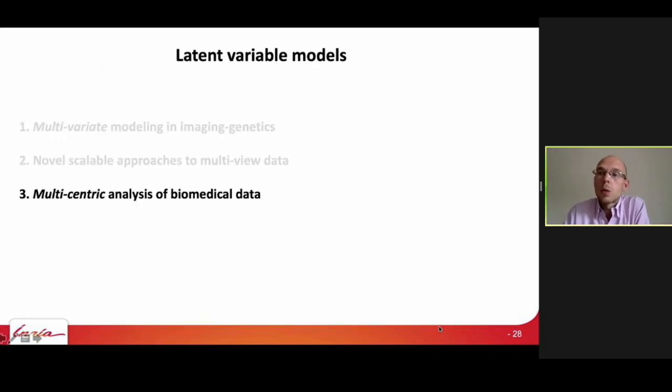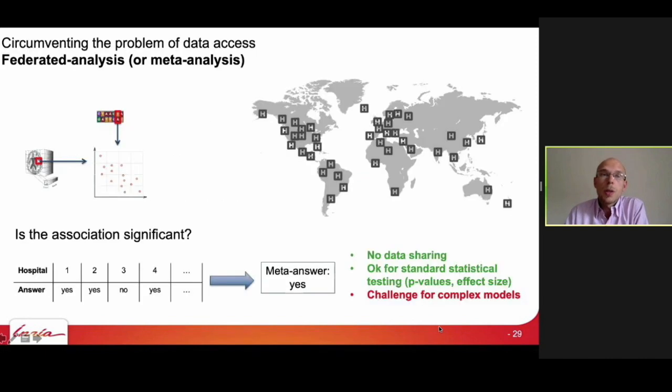And last, I would like to show you a further extension of this kind of approach for the challenging problem of multicentric analysis, in which the first challenge we have to face is the problem of data access, because most of the time the data cannot leave the centers, and so it has to be analyzed in a meta-analysis setting. And while meta-analysis as a statistical discipline is quite developed when it comes to standard statistical testing, for example, meta-analysis of sample size, p-values, when we deal with complex models like latent variable models, there are many challenges we have to face.